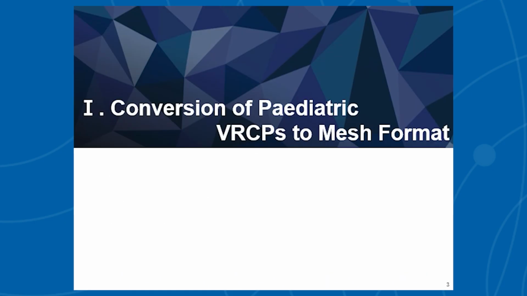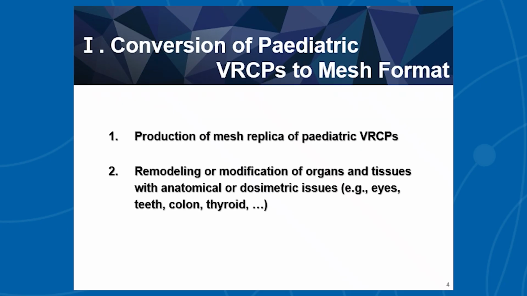In the first section, I will explain the process of converting the pediatric voxel phantoms into the mesh format. This process involves two steps, that is, generating mesh replicas that preserve the structures of the original voxel phantoms, and remodeling or modifying some organs with anatomical or dosimetric issues. First, I will talk about how we made the mesh replicas.